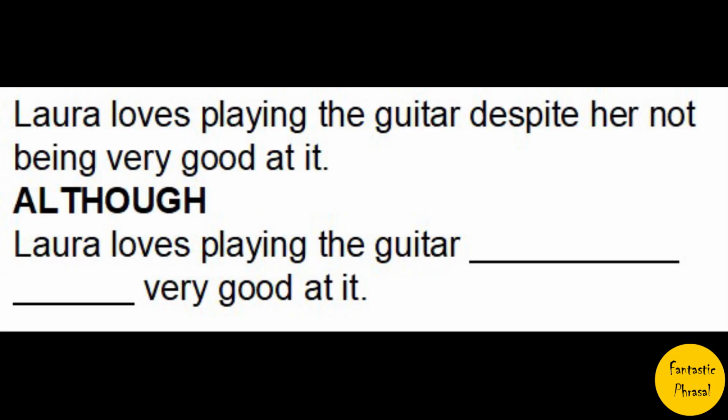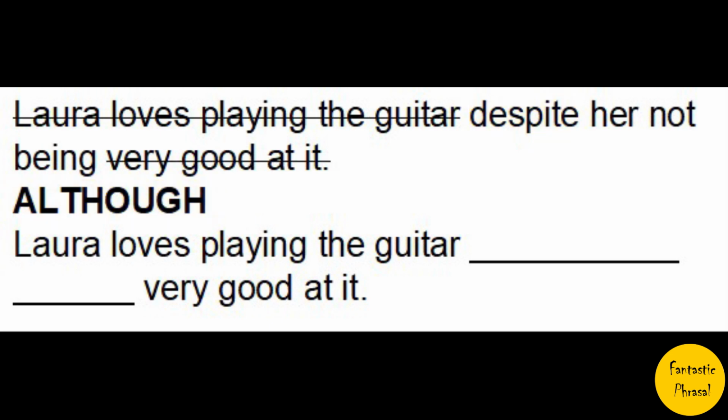Let's move on to question 4. Laura loves playing the guitar despite her not being very good at it. The key word is although, and you have to complete the second sentence, which is Laura loves playing the guitar, blank, very good at it. The first thing we can notice in this question is that despite in the first sentence and the keyword although have very similar meanings.